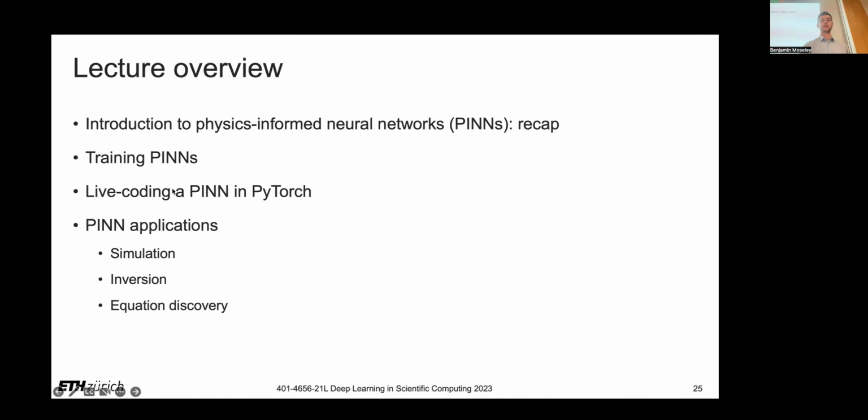So now we're going to talk more about applications of what we can actually use PINNs for, and I've already shown you that they can be used for simulation, and they're a very general purpose technique for solving PDEs. But what's really great is they can also be applied to these whole other scientific tasks that are really important. So for example, they can be applied to inverse problems, and they can be applied to equation discovery.